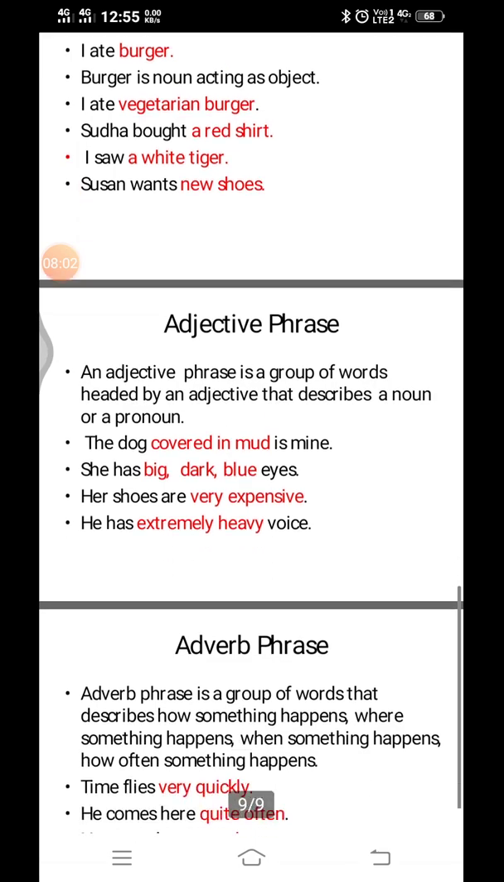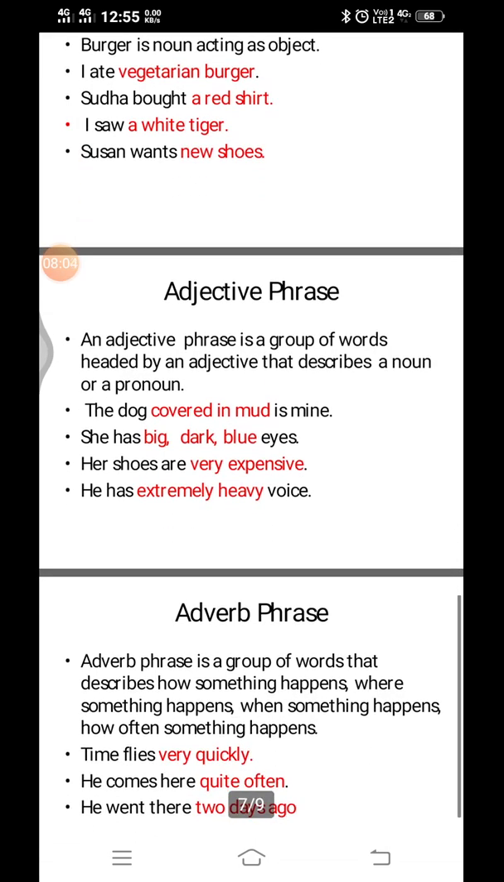And now moving on to the adjective phrase. An adjective phrase is a group of words headed by an adjective that describes a noun or a pronoun. So, it is going to add something to the noun or pronoun. The dog covered in mud is mine. Now, the dog covered in mud, it is adding some description to the dog. The one covered in mud. So, this is adjective phrase.